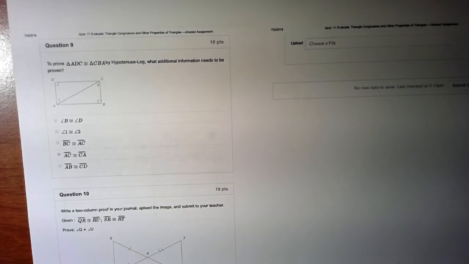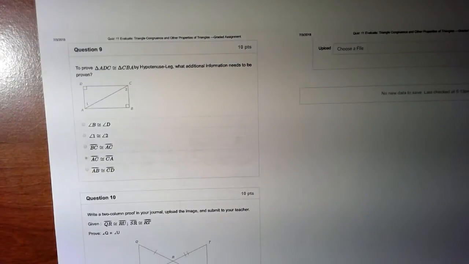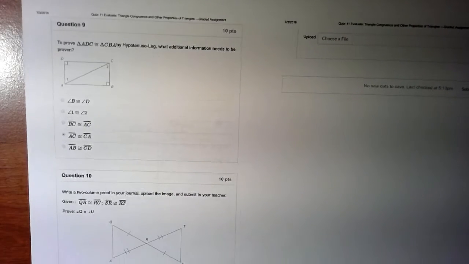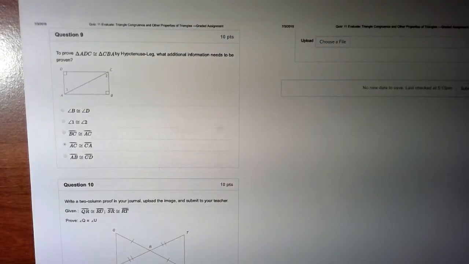Alright. In question 9, this is kind of a bad question because it's really two things. There's another sneaky little subtlety here. So if this ends up being wrong, then we can send an email to the teacher because it's a little unclear. It says, to prove that triangle ADC is congruent to CBA, what additional information needs to be proven?